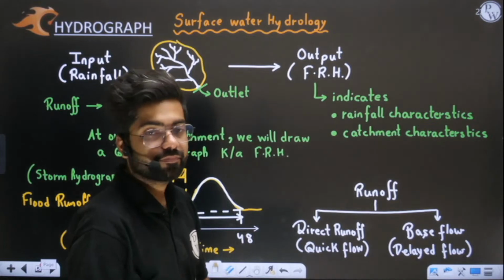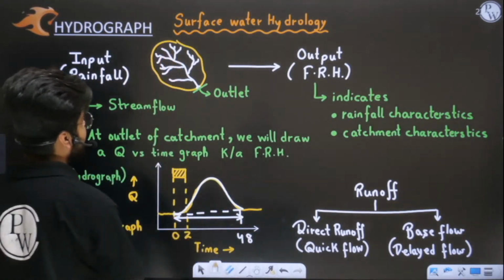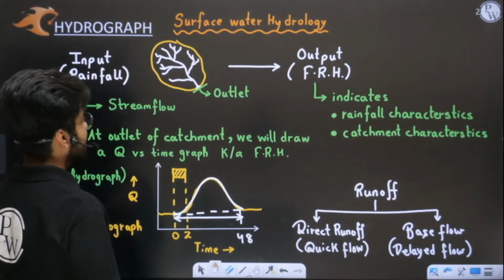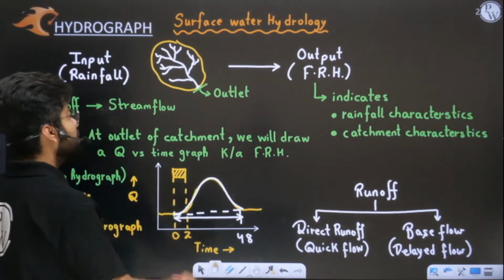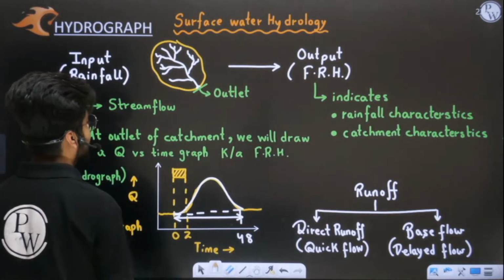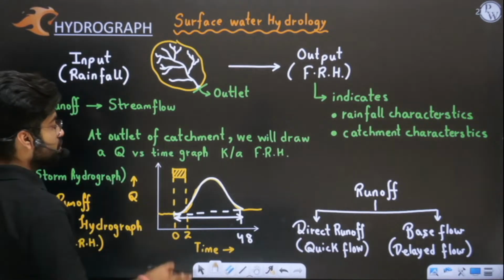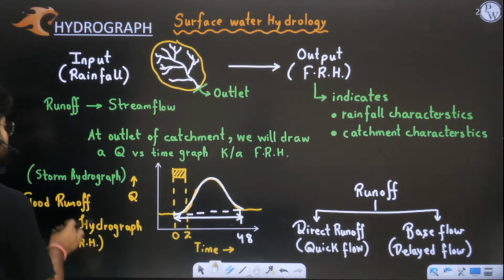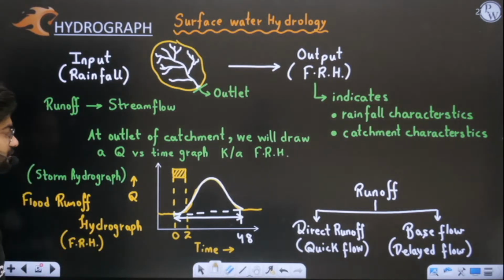Sir, you told me that in my catchment area, if I am giving input as rainfall, then what will the output be? Output will be the discharge versus time graph at the outlet. At the outlet of the catchment, we will draw a discharge versus time graph, which is known as storm hydrograph, or flood runoff hydrograph. Okay, this thing we have discussed.